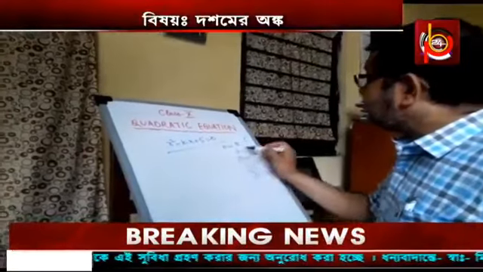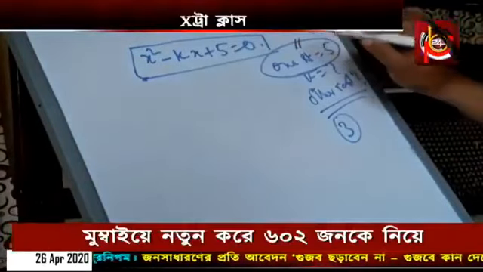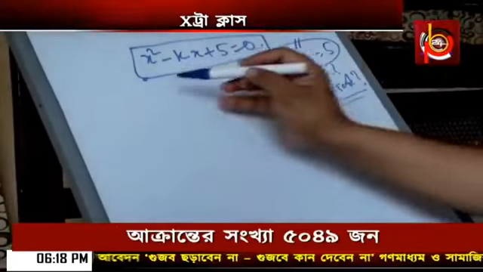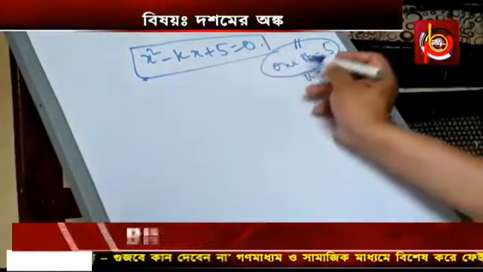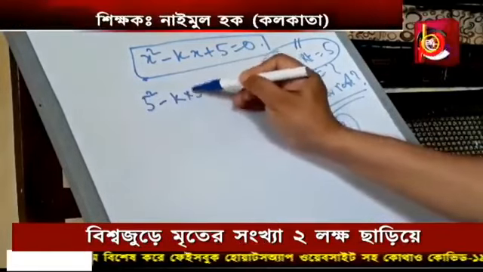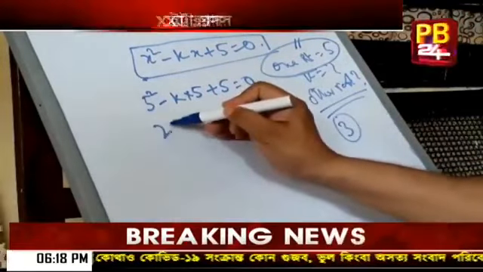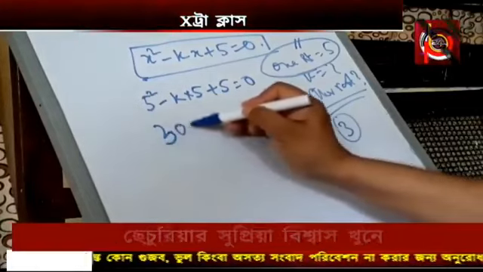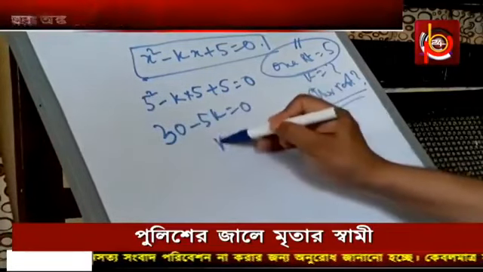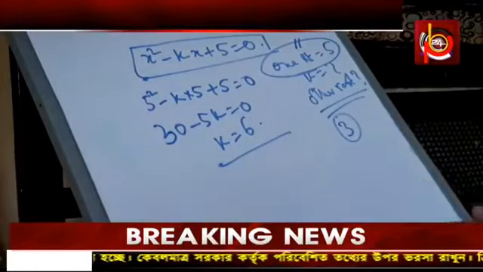So what we do? x square minus kx plus 5 equals to 0. It means if one root is 5, this is very fundamental, the roots should be satisfied by the equation. So we will substitute 5 square minus k into 5 plus 5 equals to 0. So 25 plus 5 is 30 minus 5k equals to 0. That means we can write k equals to 6. So we find k equals to 6.